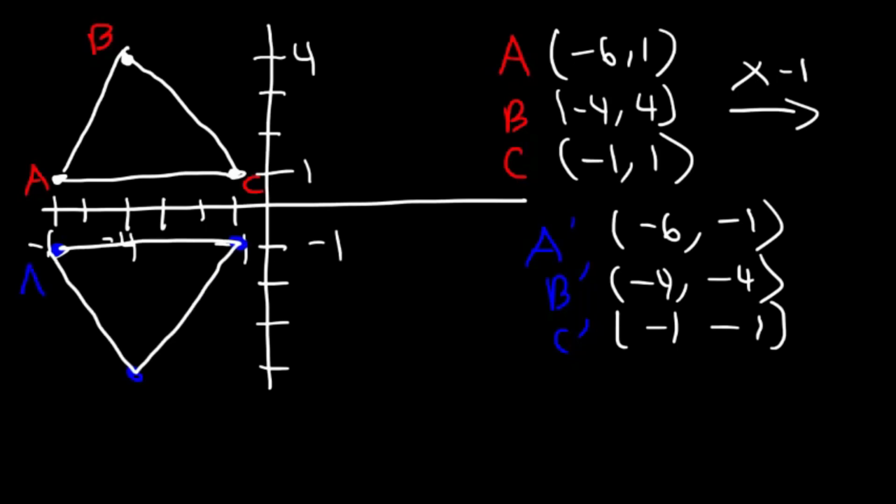So this is going to be A, this is B, and this is C. As you can see, it's a reflection about the x-axis. It's a mirror image about the x-axis. Now let's work on another example.